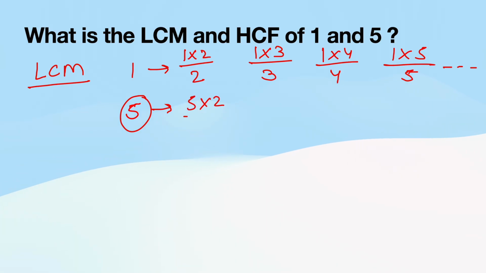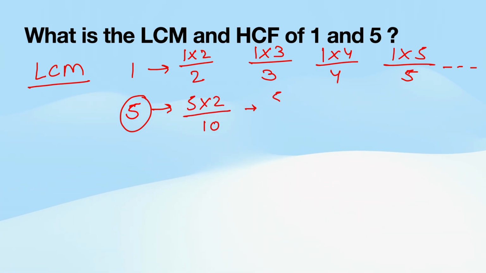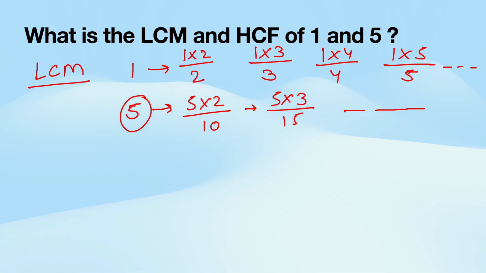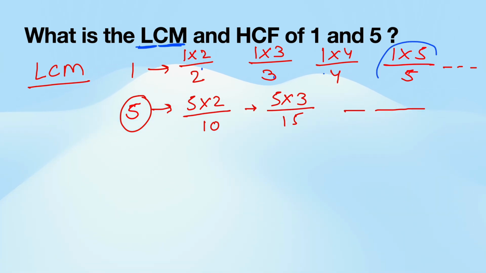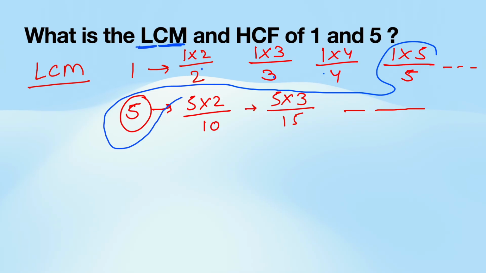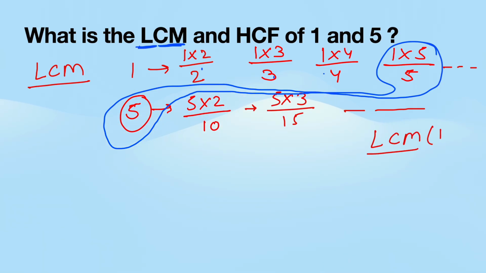Then we have 10, 15 and so on. It will go on increasing. If I ask you what multiple is common and the lowest as well: 2 is not possible, 3, 4 no. So 5 is that number. 5 is a multiple of 5 as well as a multiple of 1. So the lowest common multiple, the LCM, of 1 and 5 will be 5 only.